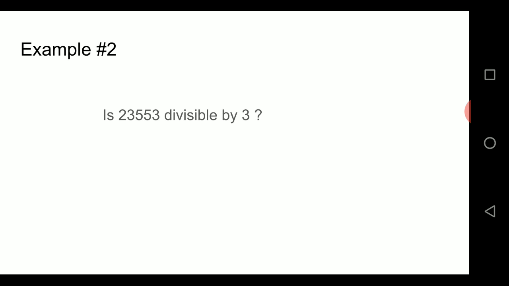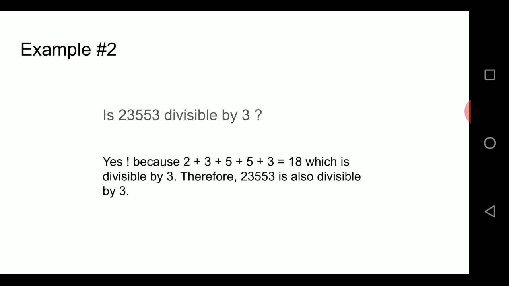So 2 plus 3 is 5, 5 plus 5 is 10, 10 plus 5 is 15, and 15 plus 3 is 18. That is the sum of all the digits, and 18 is divisible by 3. Therefore the number is also divisible by 3. I hope you got the right answer.